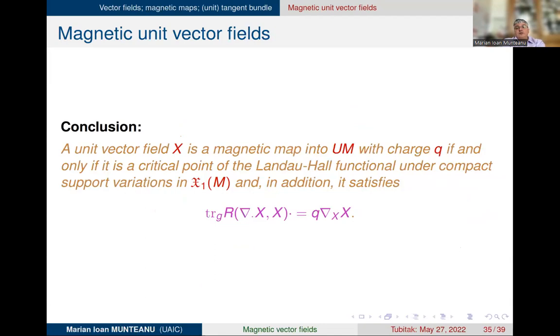So what do we want to say? A unit vector field is a magnetic map in UM if it is a critical point of the lambda Hall functional under variations in H^1(M), together with, so this leads to the second equation, and together with this equation involving the trace of the curvature.